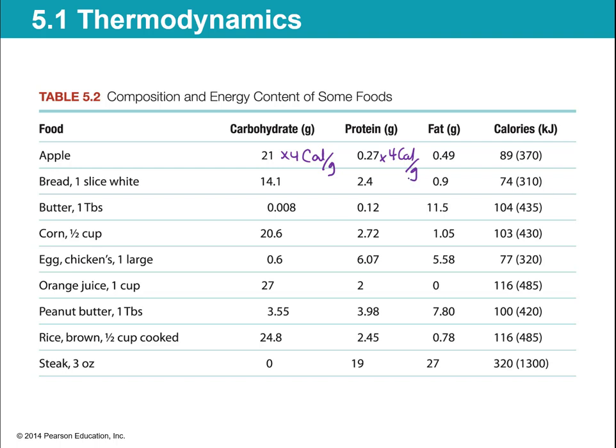But with fat, fat has more than twice. So I'd have to multiply it times 9 calories per gram, and I just add those up. That's how you come out with 89 calories total. I would just take 21 times 4, and then 0.27 times 4, and then 0.49 times 9, and just add those numbers up. That's how you get the calorie content.